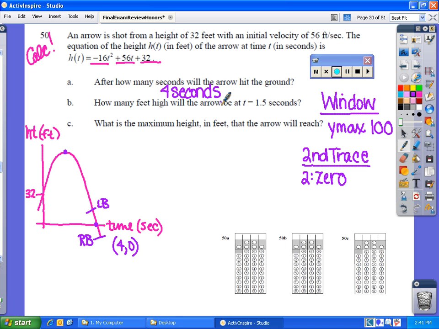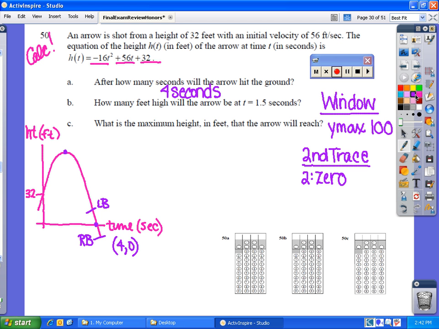In part B, how high will the arrow be at t equals 1.5 seconds? There's a couple different ways to go about answering this question. One would be to plug in the value 1.5 into the equation and just get out an answer. Second one would be to look it up in the table in your calculator, and you'd have to look at an independent variable or t value of 1.5 seconds.